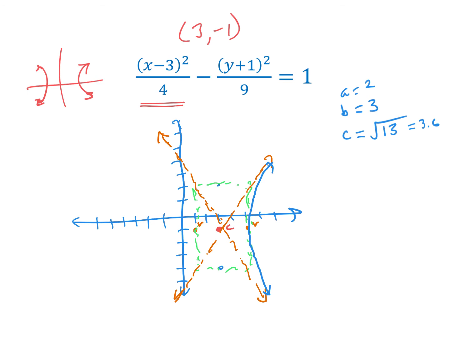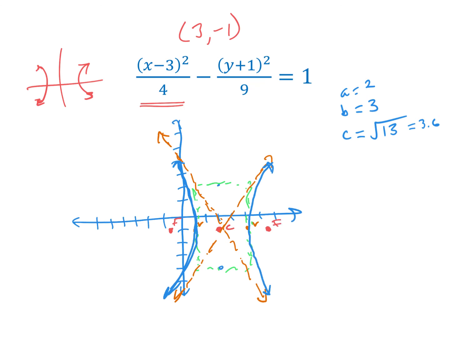Let's make that a little better. There we go. So this is what our branches of the hyperbola look like. The last thing we really need to sketch is those focus points. From the center, if I go 3.6 away to the right, which ends up being sort of between the integers, and then 3.6 away to the left, that's my other focus point. Label them.